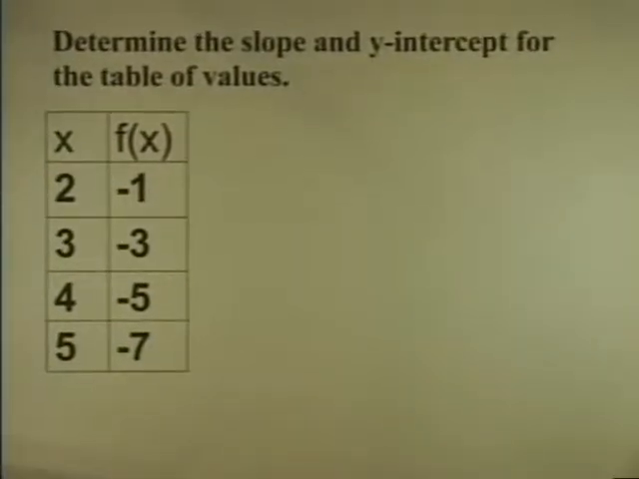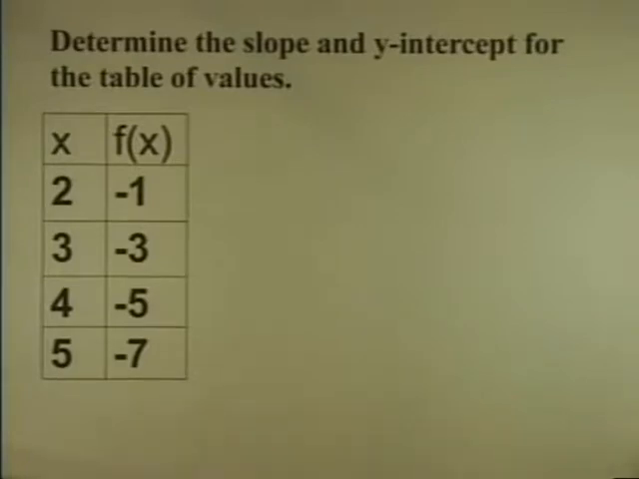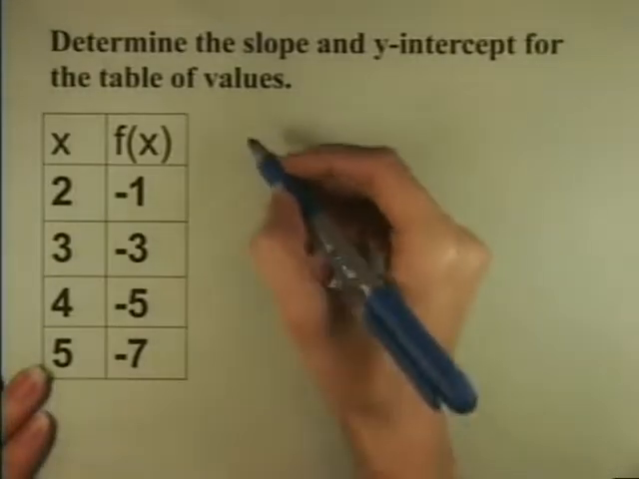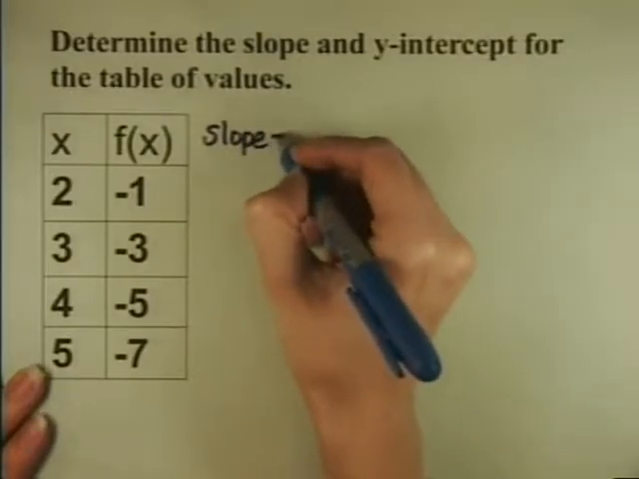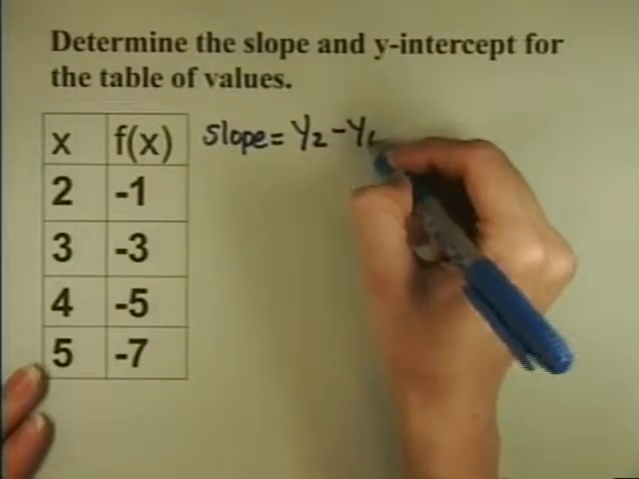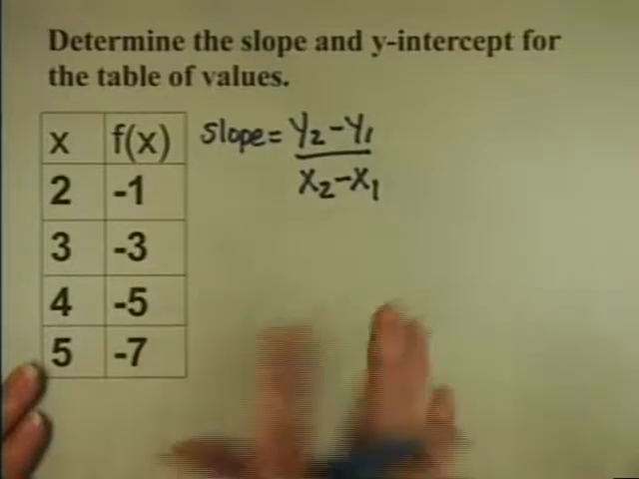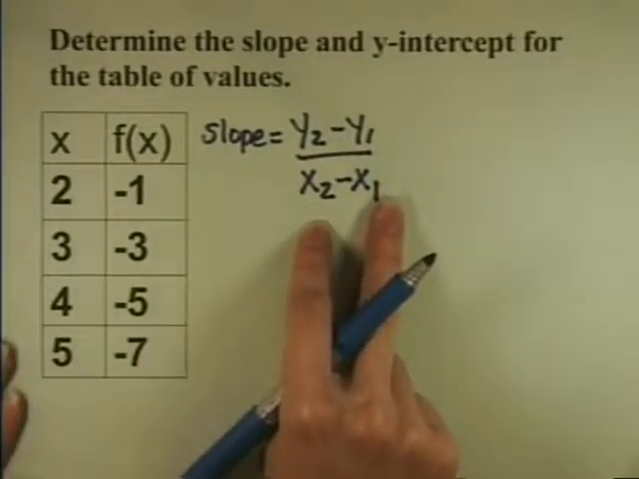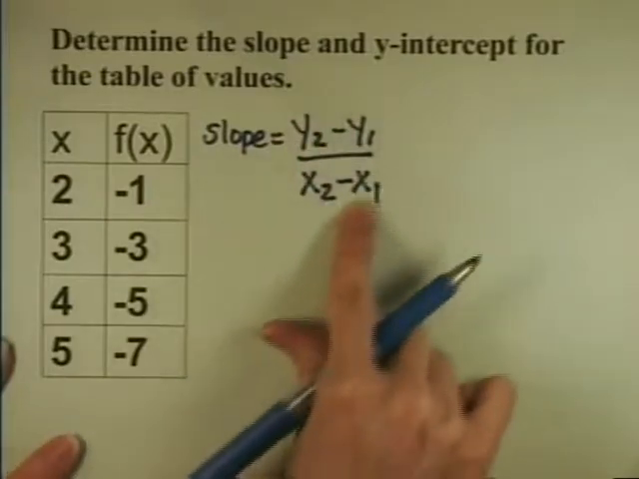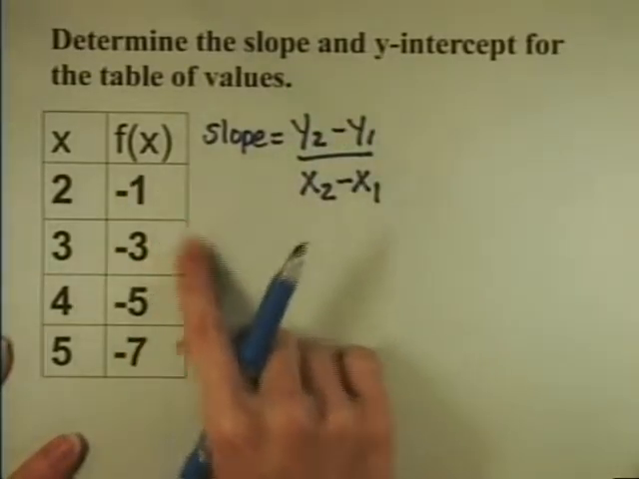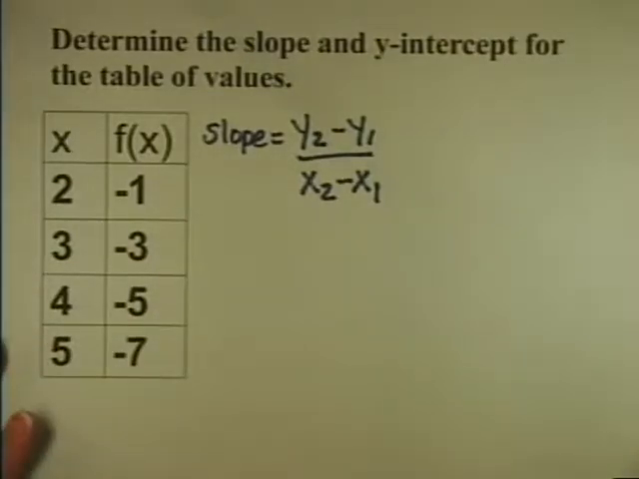Ready, Jose? It says determine the slope and y-intercept for the table of values. Oh my goodness, how do we do that? Slope equals y2 minus y1 divided by x2 minus x1. So you can use the formula way, or I know at least at WT White, I'm not sure if they've done this yet, they're just kind of looking at the table and seeing the pattern.